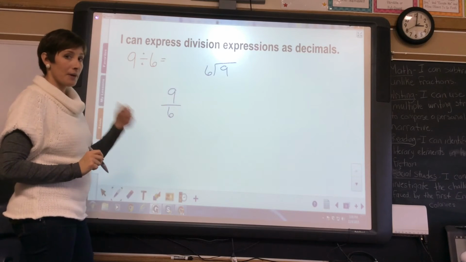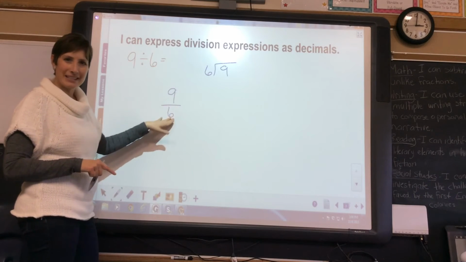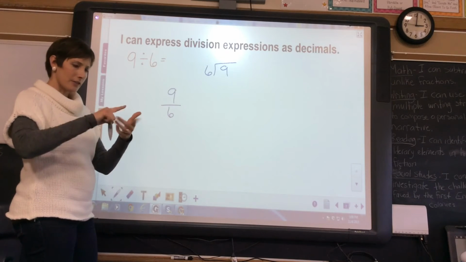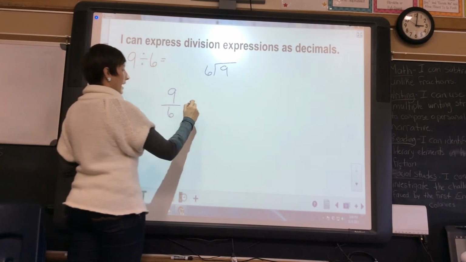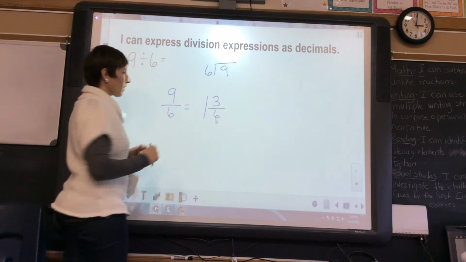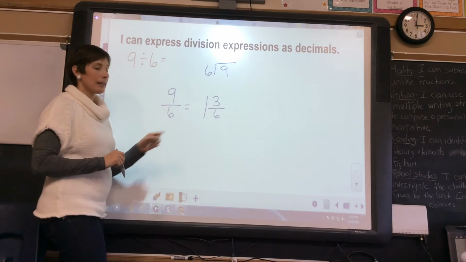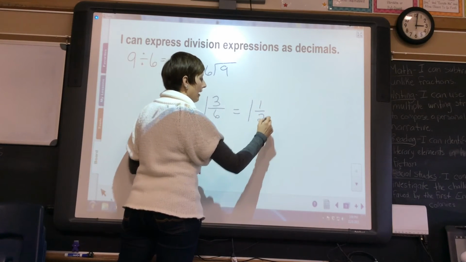Now let's think about this one. At a glance, this looks kind of difficult. How do I make that 6 into a base 10, like 10, 100, or thousandths? Let's go ahead and simplify first of all. I can go ahead and turn this into a mixed number, which would be 1 and 3/6. Let's simplify even more. We can turn this into 1 and a half.